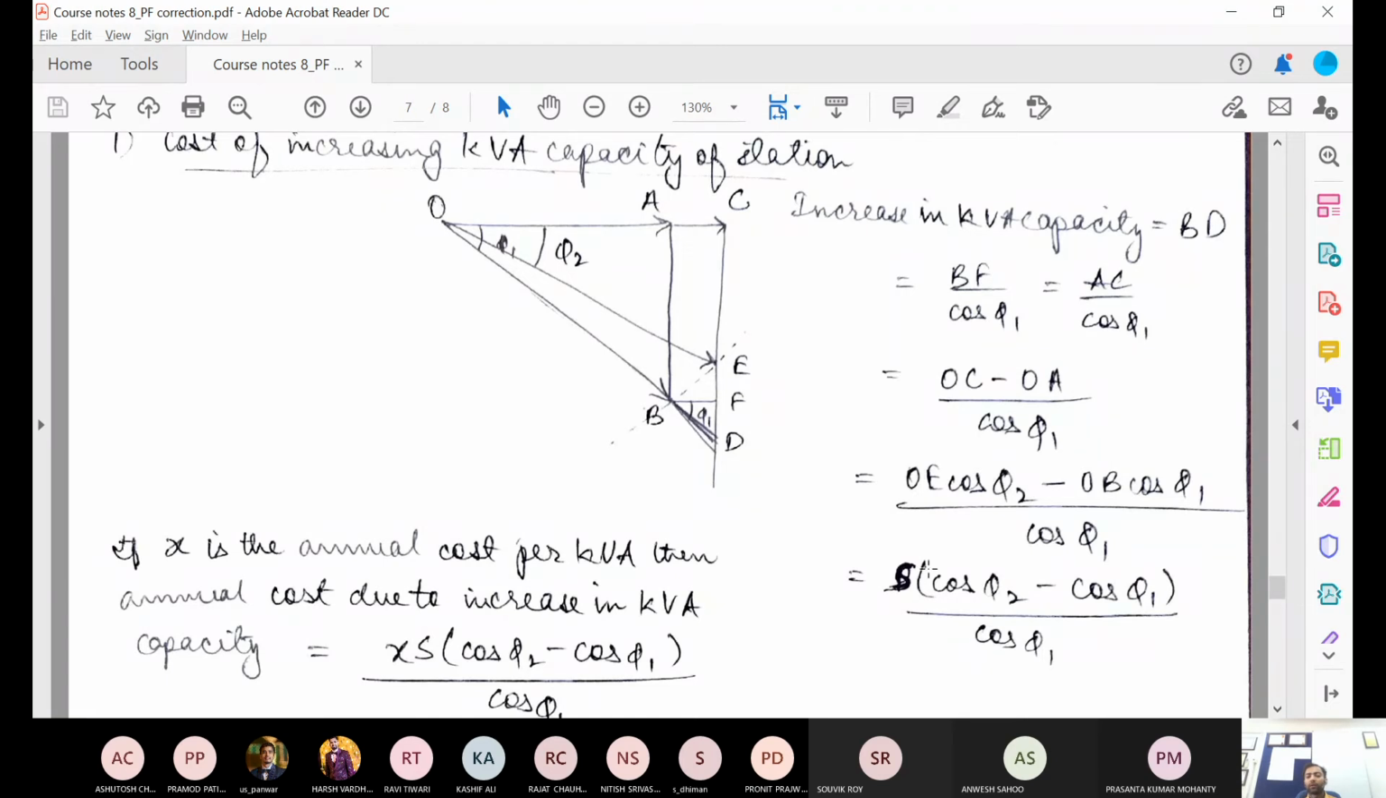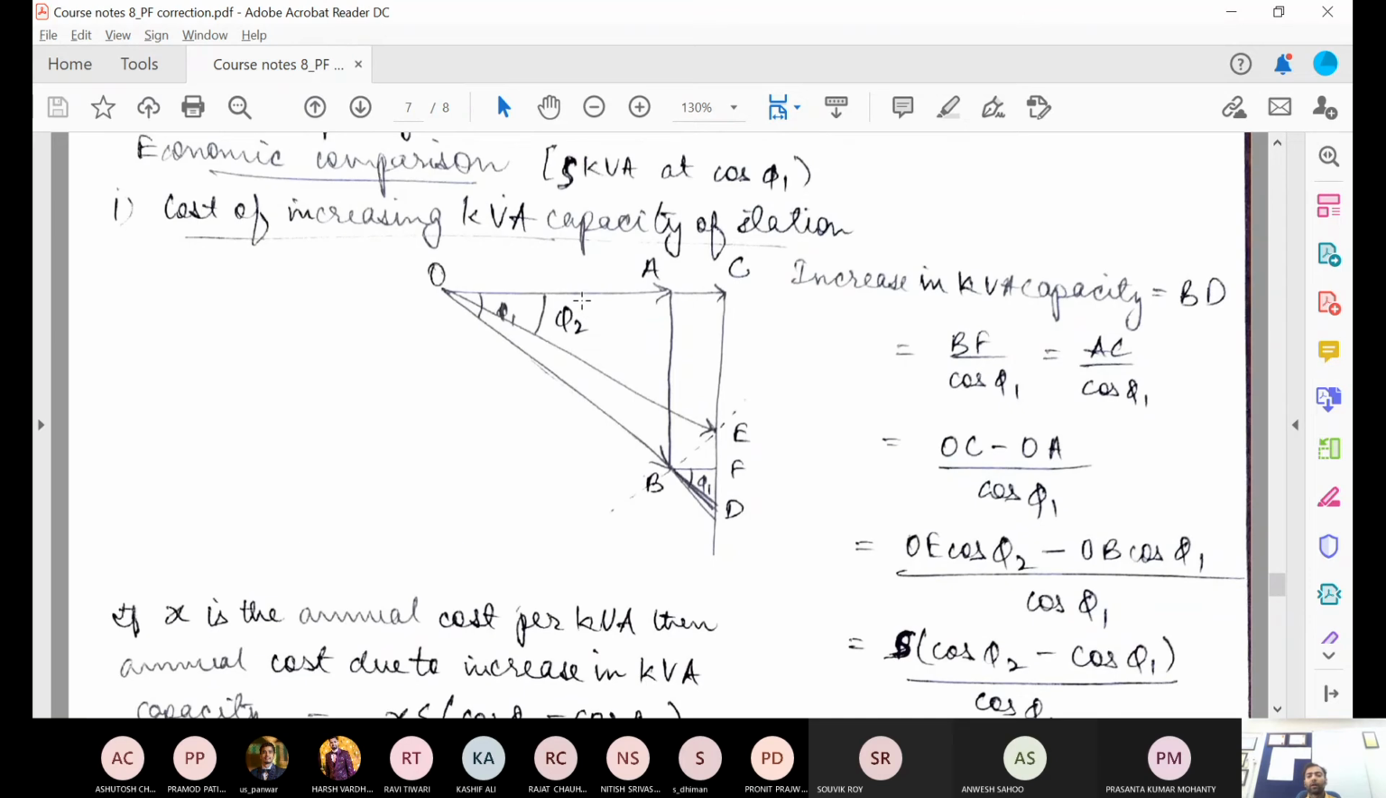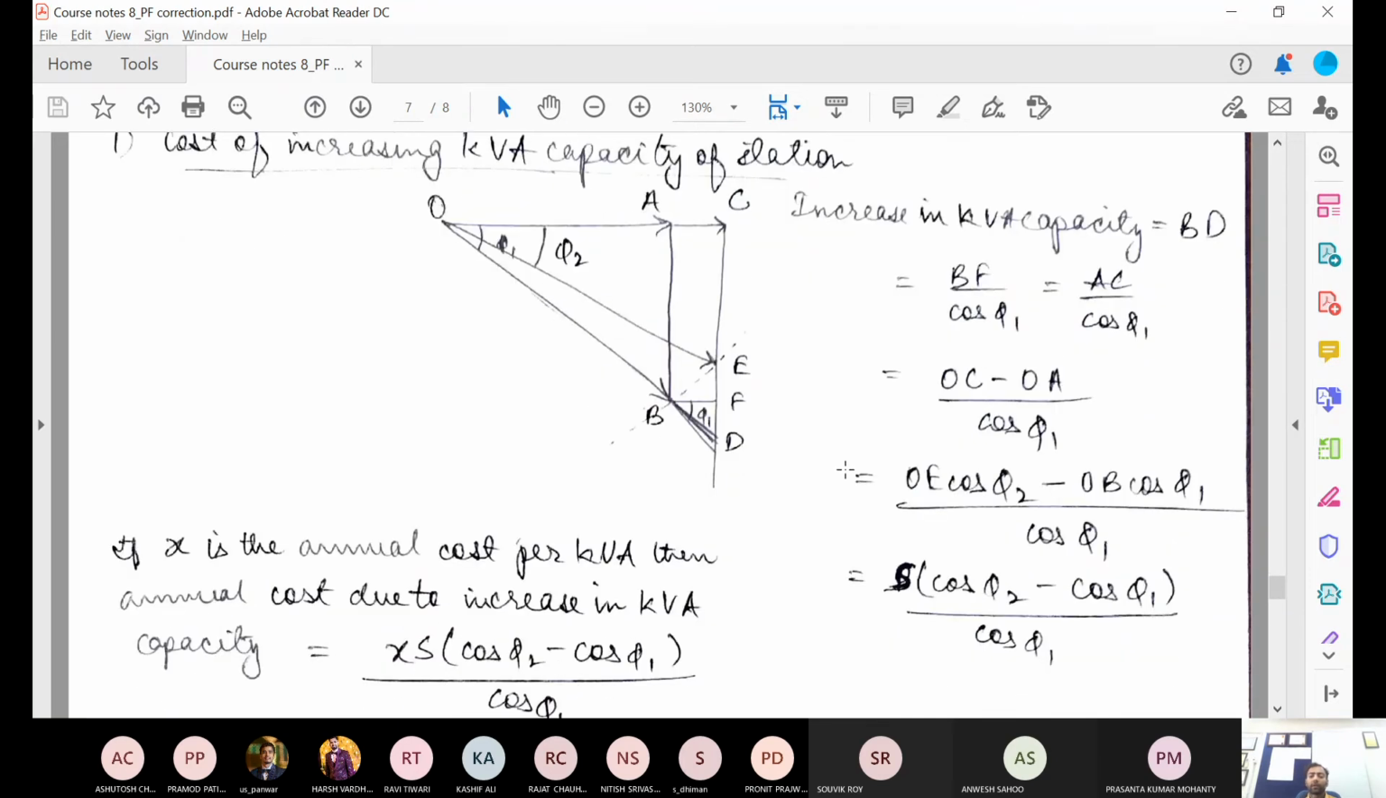And this is nothing but the initial power, the kVA rating of the generating station, that is S. So it becomes S times (cos phi 2 minus cos phi 1) divided by cos phi 1. This is the increase in kVA capacity needed.